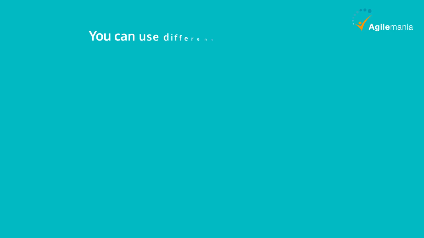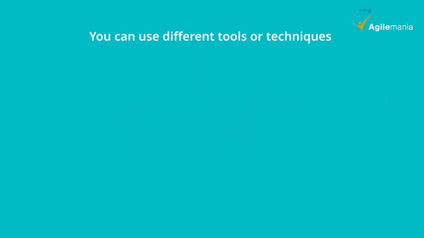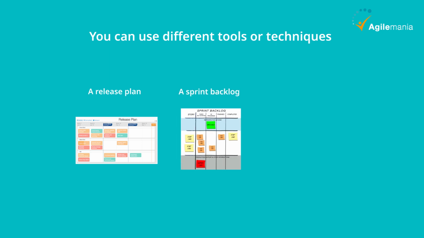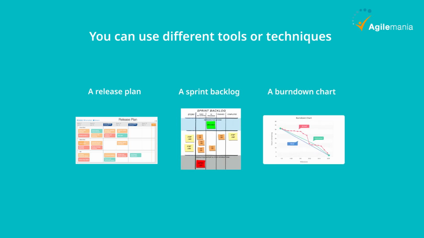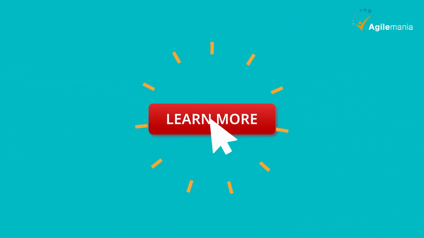You can use different tools or techniques to plan your releases and iterations, such as: 1. A release plan. 2. A sprint backlog. 3. A burndown chart. You'll learn more about these tools in our next part of the video.